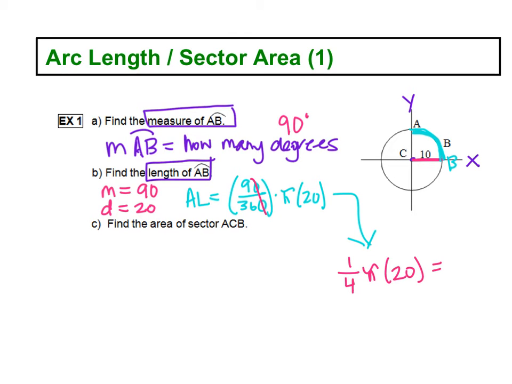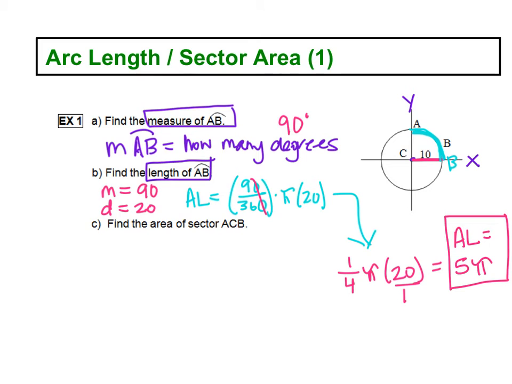And then what we're going to do is we're going to go ahead and multiply the 1/4 times 20. If it helps to see it as a 20 over 1, and then just know that we are multiplying the top numbers, 1 times 20 over 4 times 1, and 20 divided by 4 is 5. And then that pi is going to stay with our answer. So the arc length is equal to 5 pi.